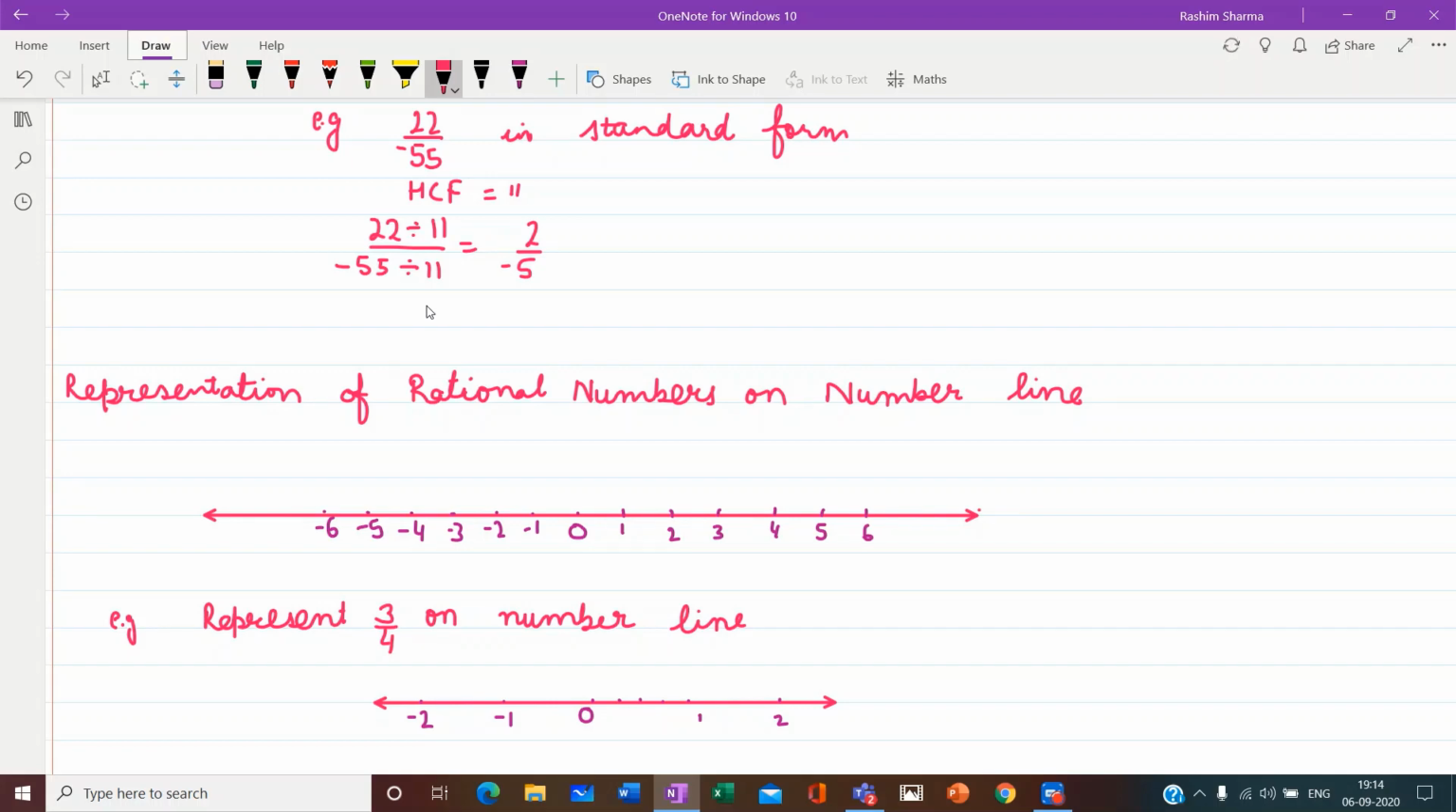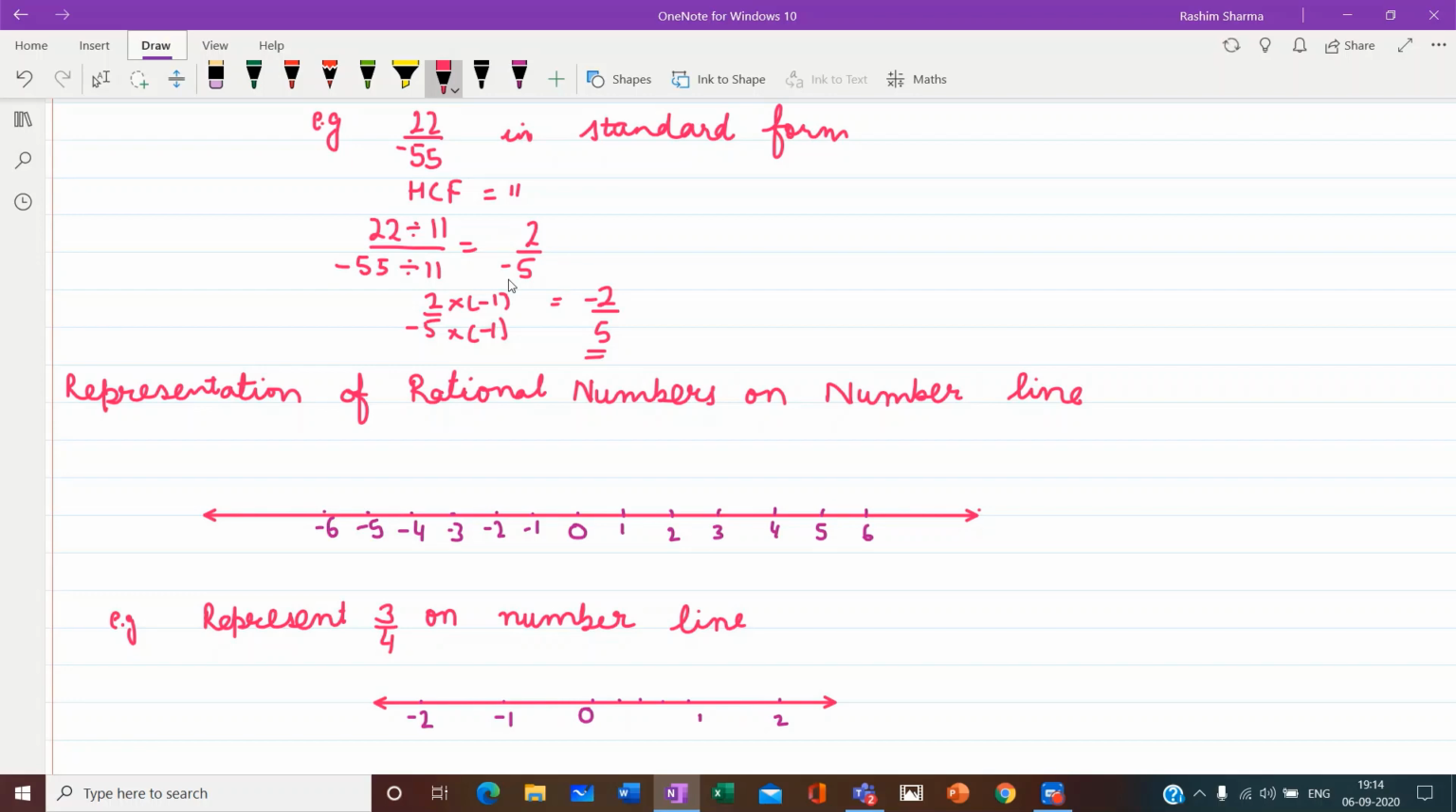Alright. Now in the next step we have to change this denominator to a positive number. So we will multiply both with -1. So we will get here -2 on 5. This is the standard form of 22 upon -55. I hope you have understood it.